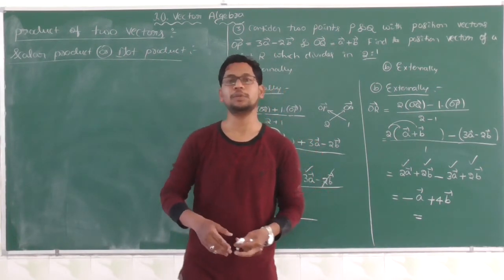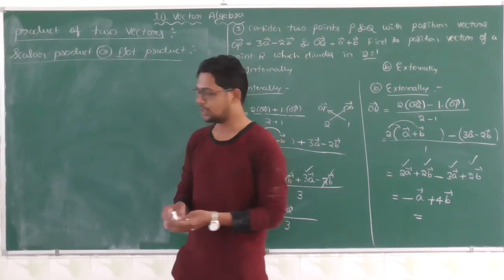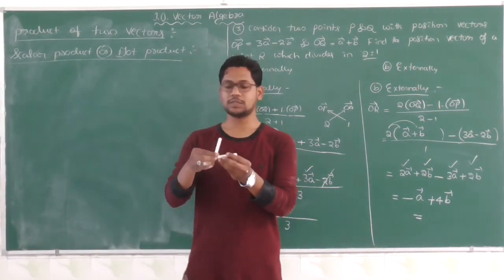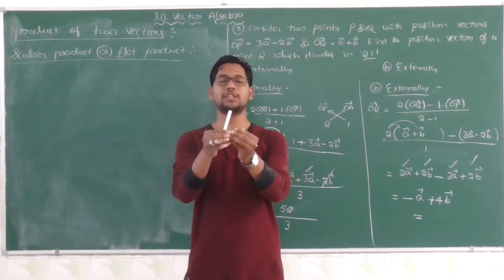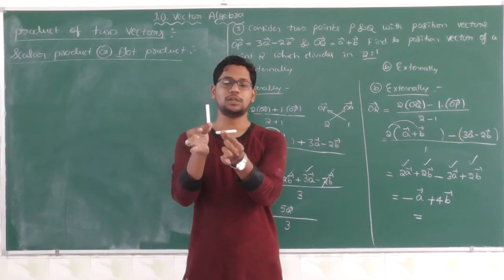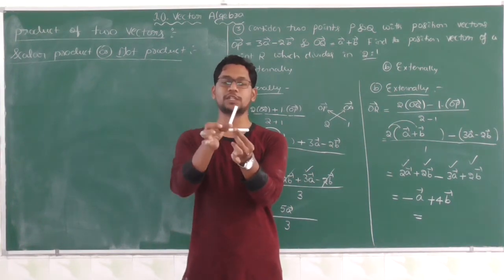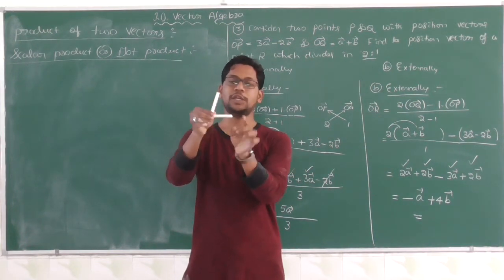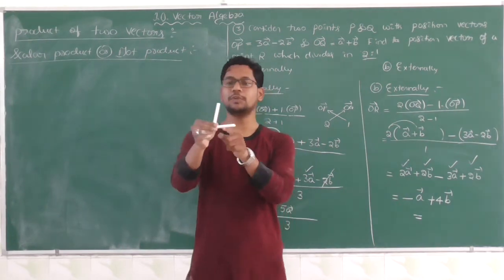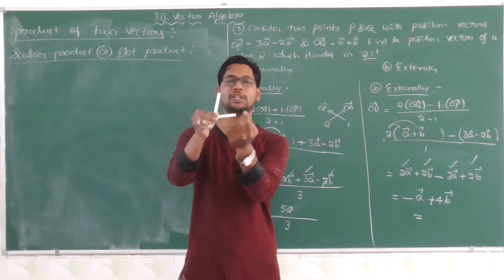What about the angle between the vectors? You just see. Here we have the vectors. It is A vector and it is B vector, like this. Scalar product is nothing but finding the angle between A vector and B vector.